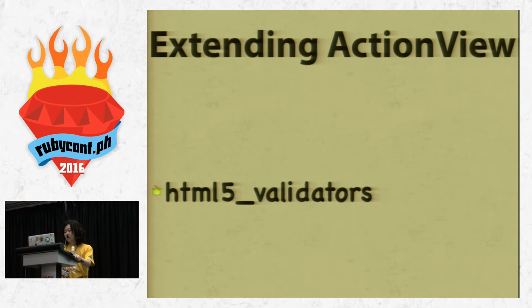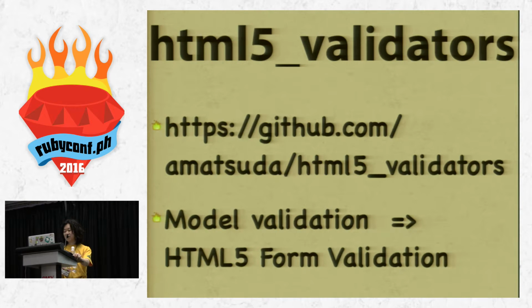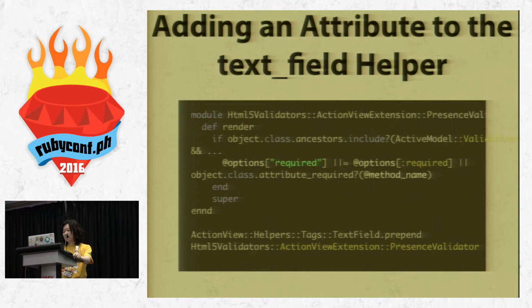Okay. The next example is how we extend Action View. I brought html5_validators as an example. You can see this in my GitHub account. So what this plugin does is model validation. It transfers model validations like, for example, validates presence of, validates length of, etc. to HTML5 validators. So this is how we do it. HTML5 takes a required attribute. So if the model has a presence validator, we put the required field into HTML. Right? I think I'm not able to describe everything, so please take a look at the code later.